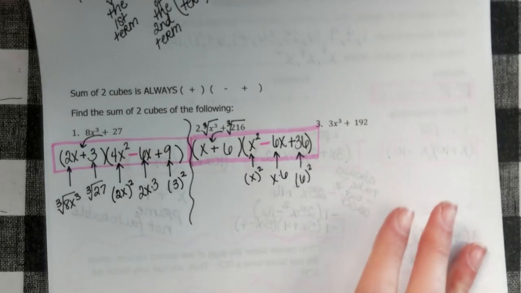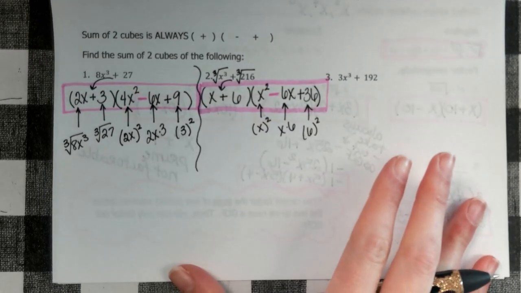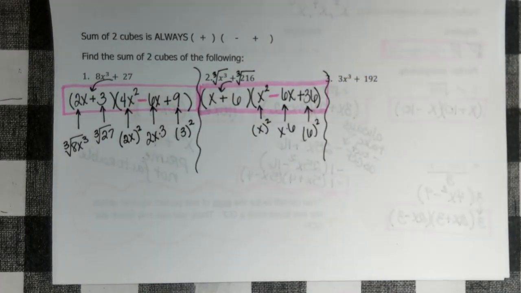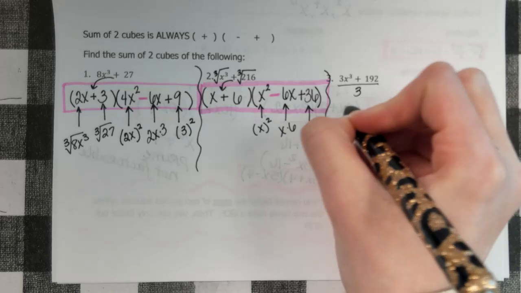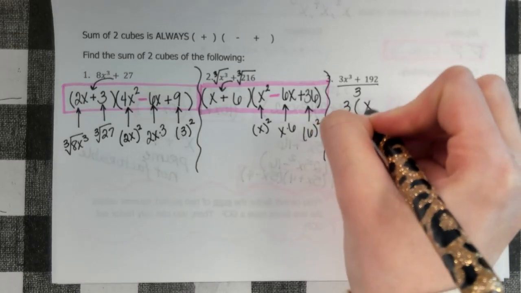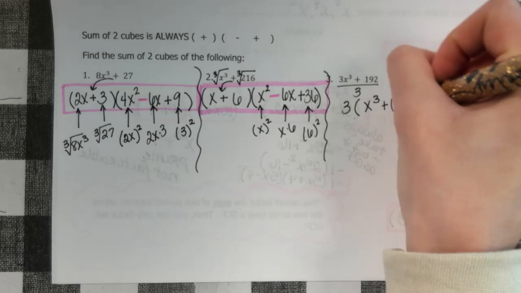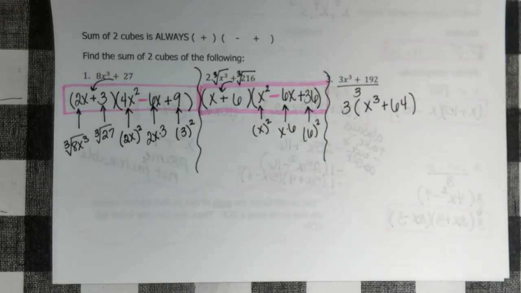Now, if I have 3x cubed plus 192, I recognize that I have a cube for my exponent, but 3 I know is not a perfect cube. So that means I should probably take out a GCF. So I would check, can 192 be divided by 3? Yes. So when you divide that by 3, what are you left with? X cubed plus 64. Okay. Now I want you to factor that further, see if you can apply that formula on your own.